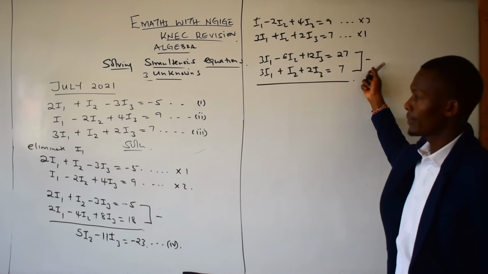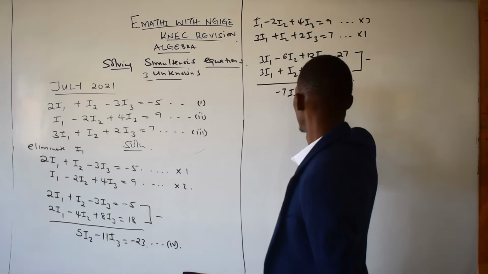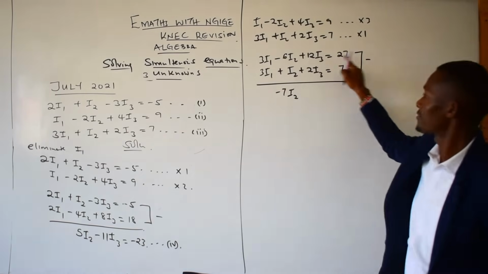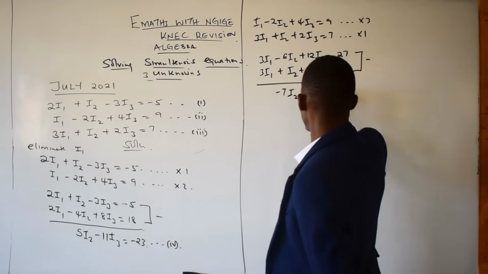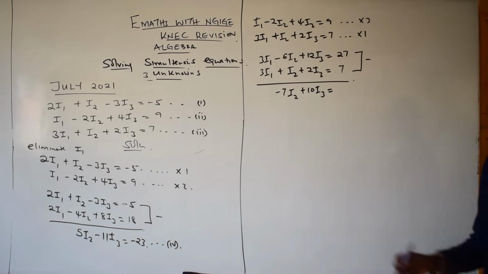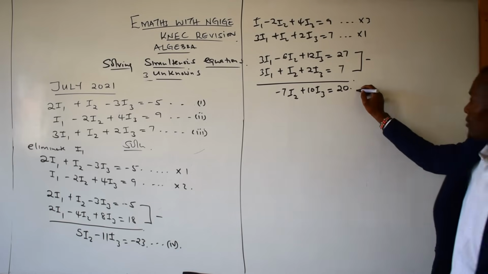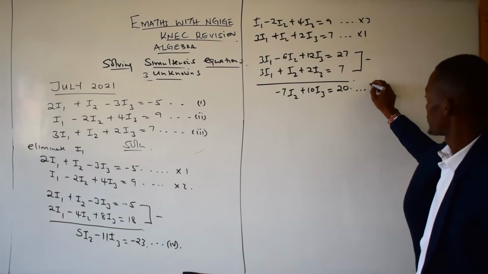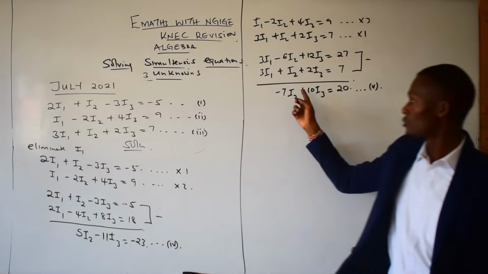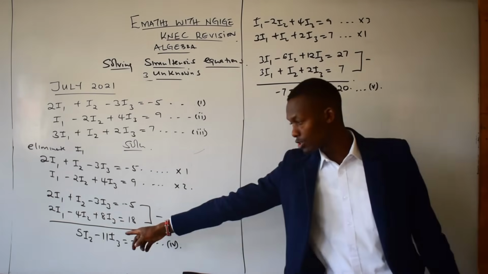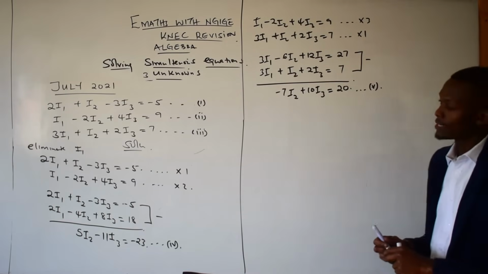Negative 6 minus 1 is negative 7I2. Then 12 minus 2 gives you 10, so plus 10I3. Then 27 minus 7 gives you 20. Now we call this equation number 5. Then we have now two equations with two unknowns, I2 and I3. Now solve the two equations simultaneously.